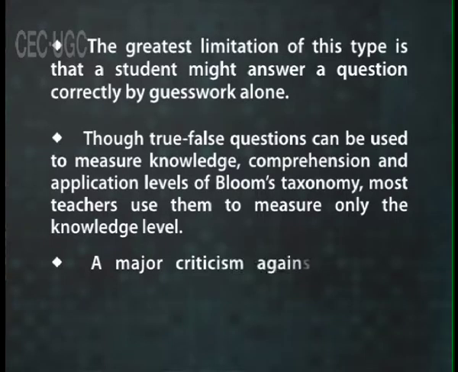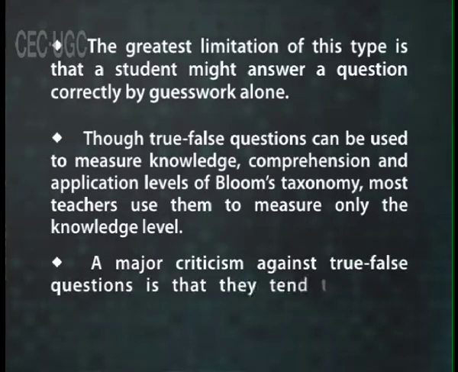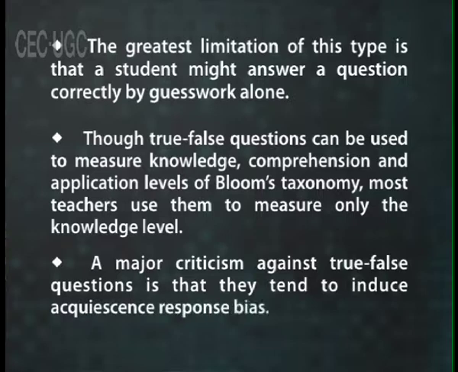A major criticism against true false questions is that they tend to induce acquiescence response bias. This means when students are doubtful about the correct answer, they tend to respond positively and mark true or yes as the answer. Sometimes teachers may reproduce statements from the textbook verbatim. A student who has memorized textbook portions is likely to answer such questions correctly, even though he or she might not have understood the concept fully.